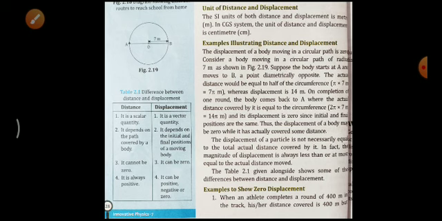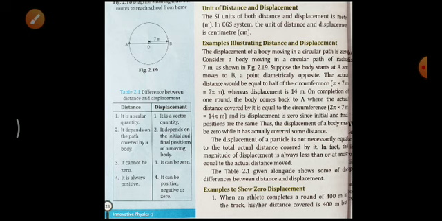Diametrically opposite means it is on the other side, and the line between them must pass through the center of the circular path. So the actual distance would be equal to half of the circumference. The formula for the circumference of a circle is 2 pi r. Half of it, 2 pi r divided by 2, is pi r. So the distance is pi into 7 meter, that is 7 pi meter.